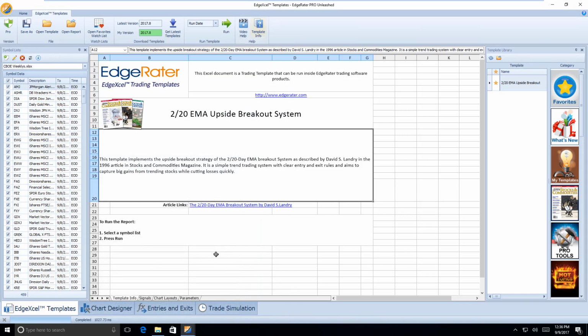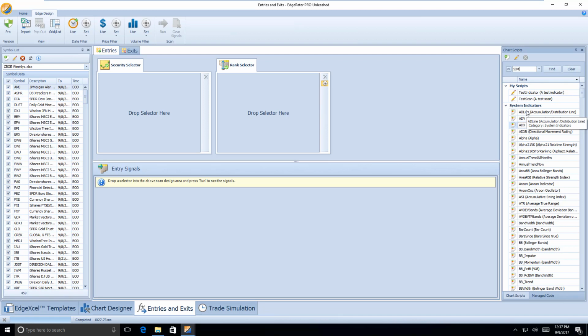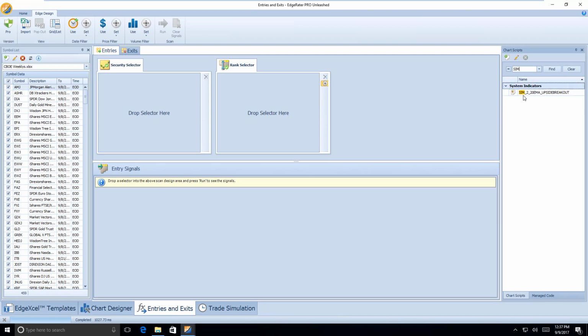and the way that we would do that is we go to entries and exits. We're going to run a trade simulation. I'm going to come over to the chart script area and Control F for find, and I'm going to search for my Sim 2 and 20 EMA upside breakout. Pop that into the entries selector over here.